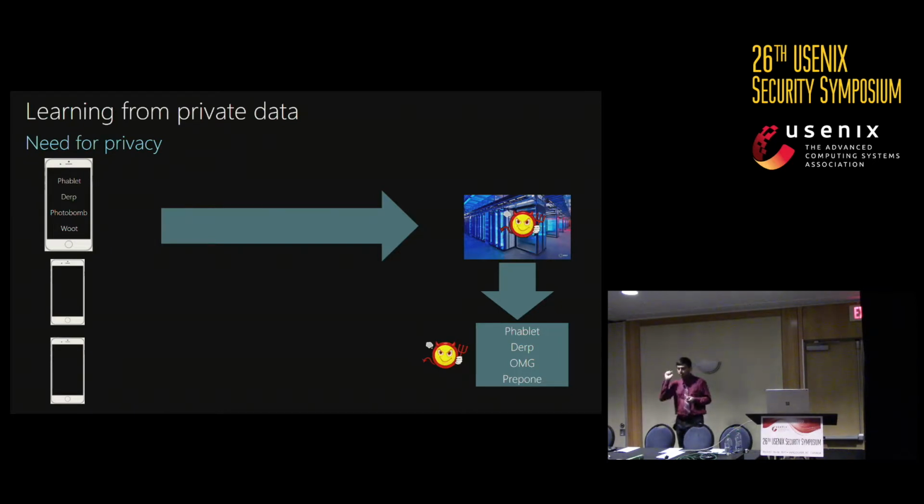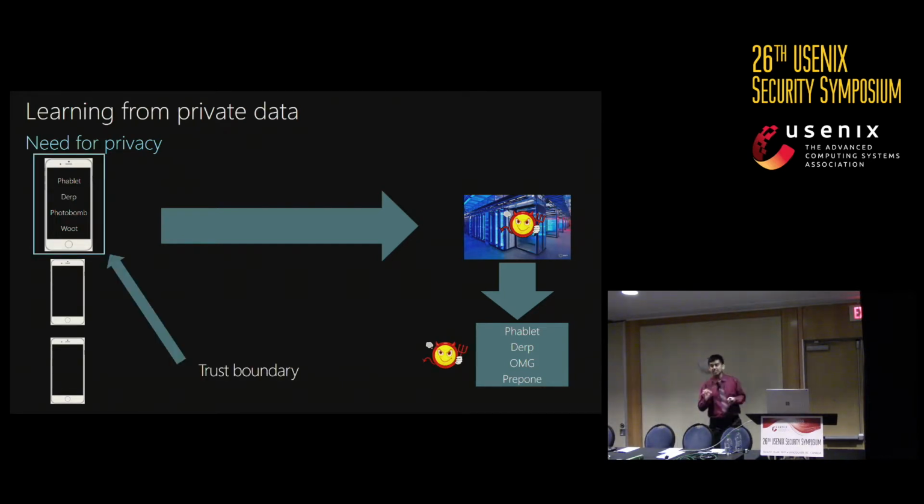Even worse, there might be an attacker at the server itself who looks at the stream of information given by the devices and tries to figure out specific information about an individual. Now we want to protect against this sort of attack also. So in a sense, my trust boundary is just the device itself.